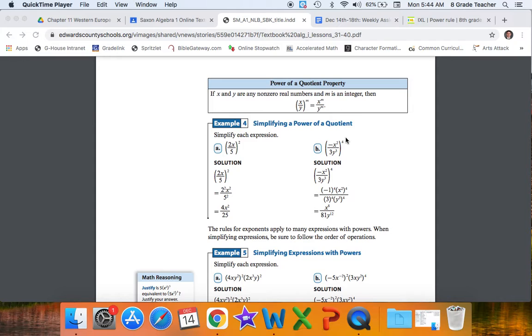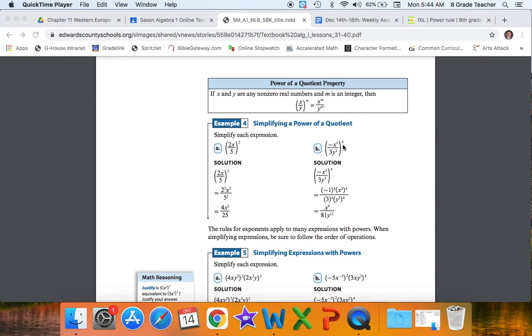In the letter B example, you see that the 4 is applied to the negative x and the 4 is applied to the x squared. Because there's nothing in front of this, it can be written as a 1, which would give you negative 1 times negative 1 times negative 1 times negative 1. 4 of those negatives is going to make a positive, so x becomes positive, and then 2 times 4 is 8.